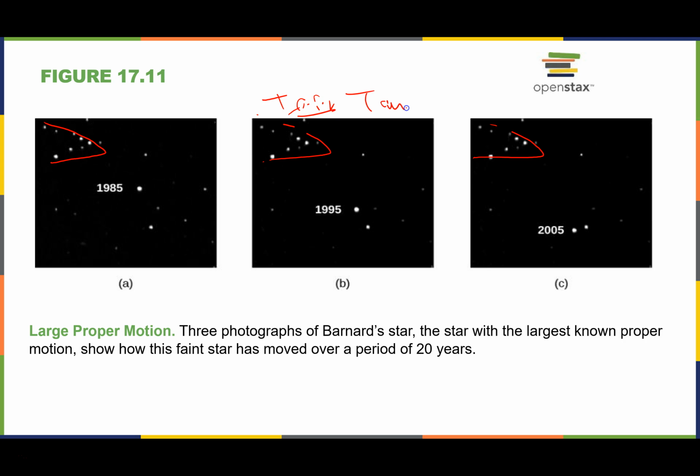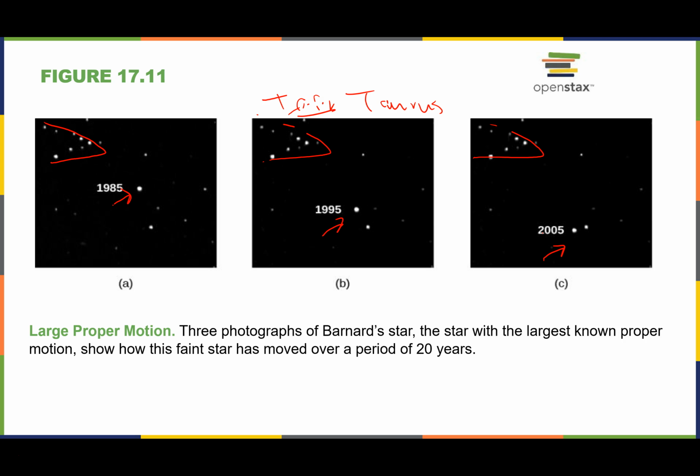Okay, Taurus. I think this is up near his head, near Taurus the bull's head. But there's this star called Barnard's Star, and it's this guy right here. Do you see the star moving, moving, moving? That's the proper motion. We just have to see it to believe it.